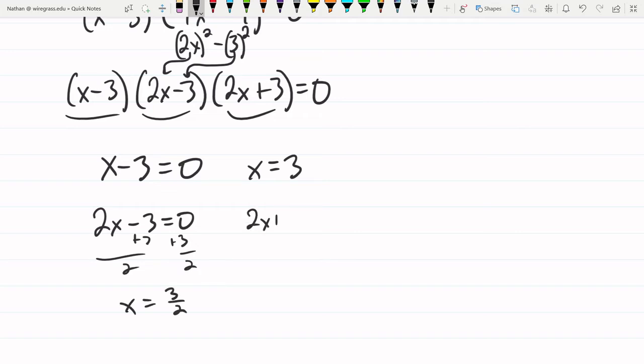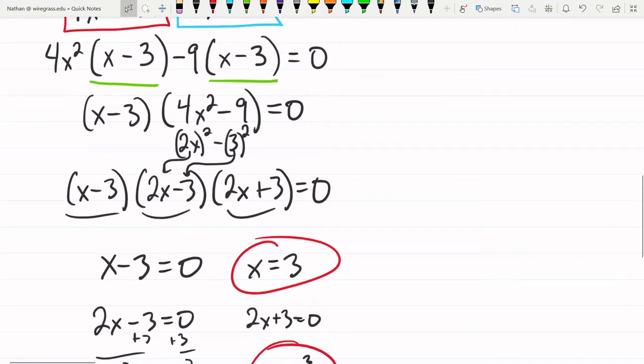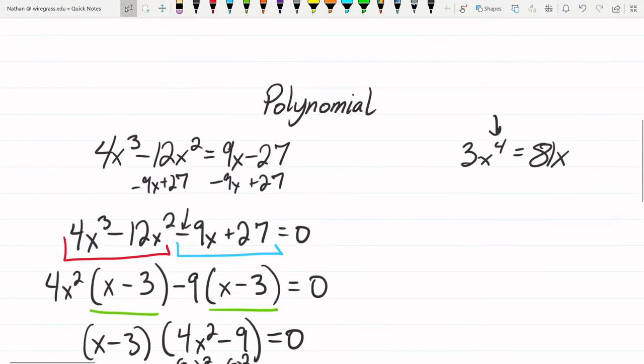And then 2x plus 3 equals 0. This implies x equals negative 3/2. Very similar process. So we actually have three answers: 3, 3/2, and negative 3/2. That comes directly from the fact that we have a power of 3. That power will typically give you the number of answers you should expect. Sometimes you will have less than that. You will never have more than that.